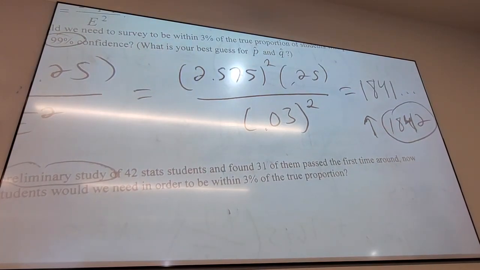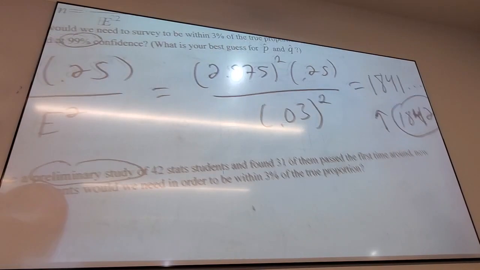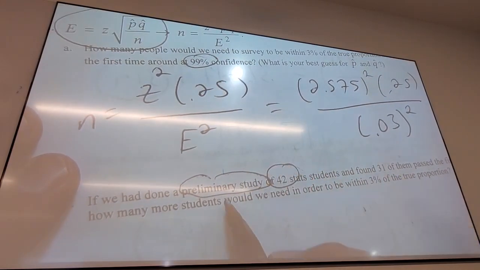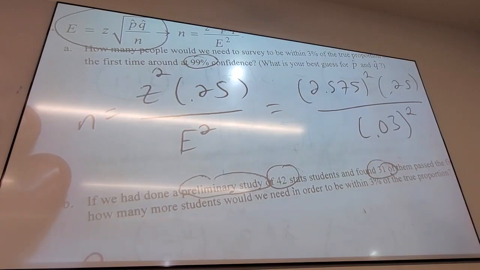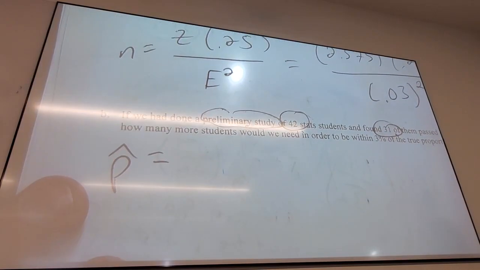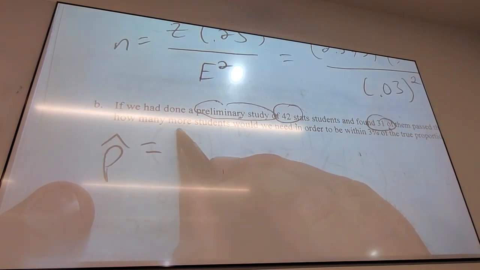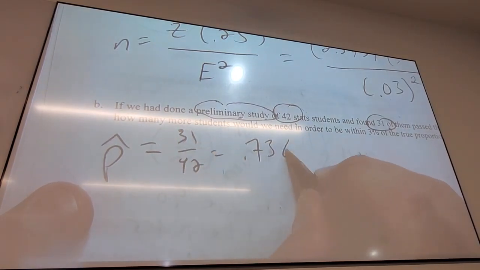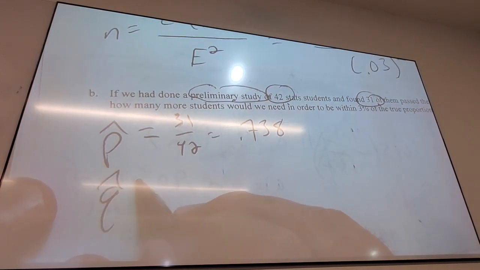That would be great. It's going to take a while. So if I took a preliminary study of 42 students and I found 31 of them passed the first time around, what is p hat? 0.738. How'd you get that? I divided 31 by 42. So you get 0.738, is that what you said? Yeah. So what's q hat?